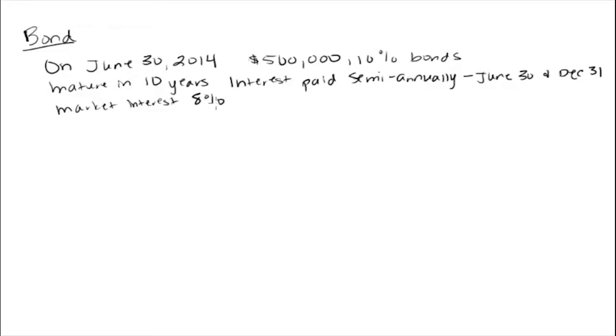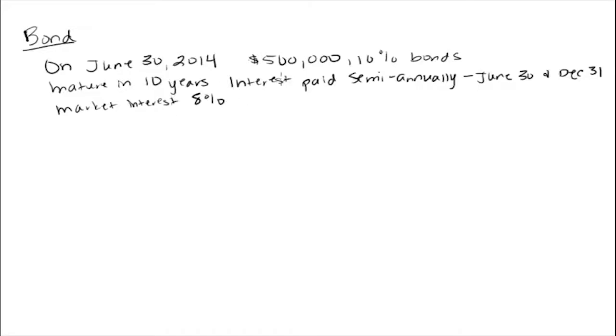Okay, so I've got a lot of scribble up here. But let's decipher it. Let's go back. So on June the 30th, 2014, we issue $500,000 of 10% bonds that mature in 10 years. Interest is paid semi-annually on June 30th and December 31st. And the market rate of interest is 8%. Excuse me, sorry guys. So I need to know how much I'm going to issue the bonds for.